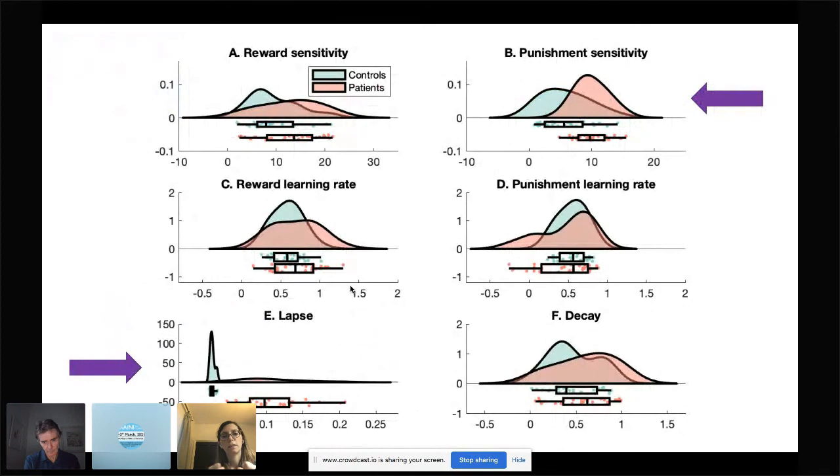We can extract different parameters from these models, and what we can see is that participants, this is the full distribution of the results in controls and in patients. Participants and controls learn in a very similar way from rewards and punishment, but what is different is that patients tend to be more sensitive to punishments than controls, and they also have higher attentional lapses, so they are more distracted, they are less rational in their choices.